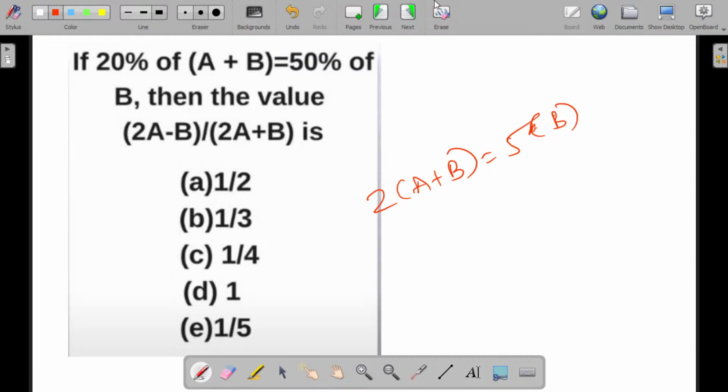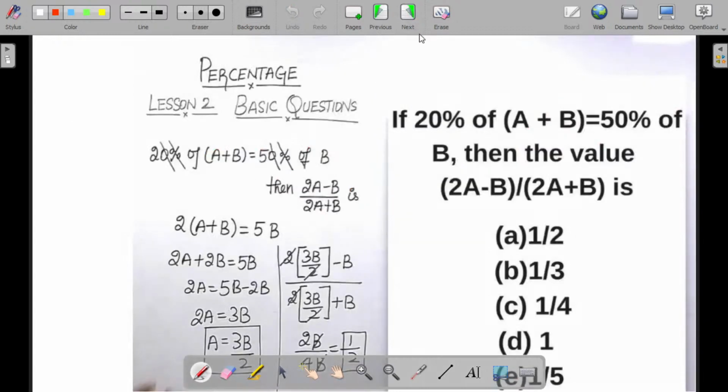Okay, so the answer is 1 by 2. So similar to the previous problem.